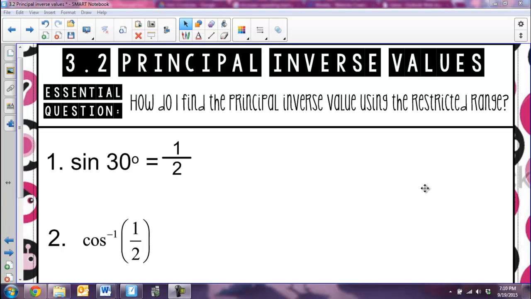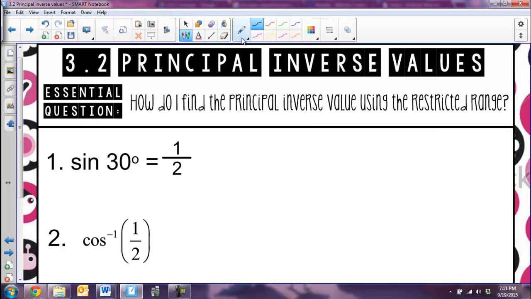Hey guys, today we are going to be talking about principal inverse values, and basically this is going to be when we found exact values back in Unit 1. We're just going backwards and finding the inverse, so we're finding the angle that makes that ratio true. So your essential question for tonight is, how do I find the principal inverse value using the restricted range of any trig function?